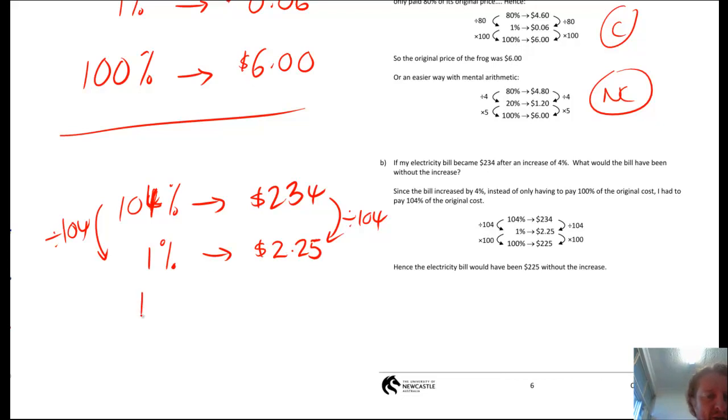And then to get from 1 to 100, I know that all I've got to do is times by 100. That'll tell me what the original value would have been. 225 times 100 is 2 moves, $225. So it went from 225 to 234. So it's only a 4% increase. Again, I could check what's 4% of 225, and sure enough, you can see it's going to be $9. I had a $9 increase.